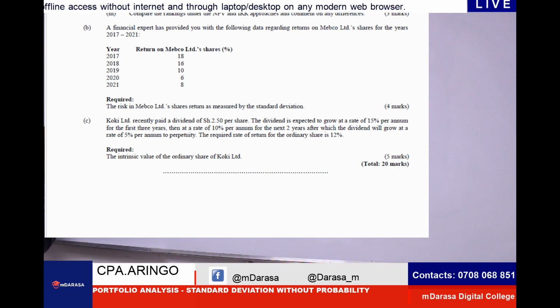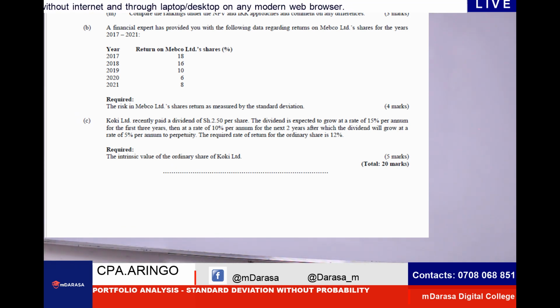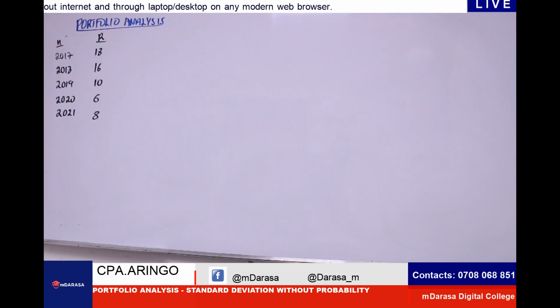Then we are also given our returns in terms of the shares. So our returns: in 2017 we had 18, then 16, then 10, then 6, and 8. I can now remove the question. Let me remove the question here. So those are the details that you are given, my good students.